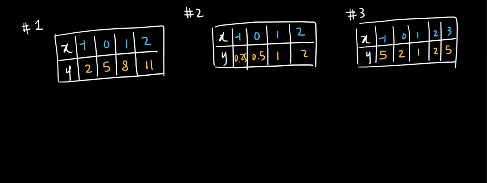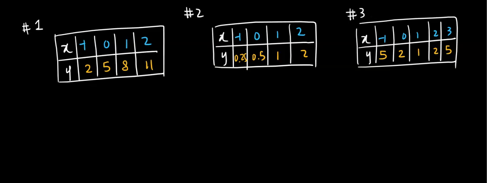Let us start all over. 3, 2, 1. This time, we have 3 tables. And the question is the same. It asks us which one is linear, which one is quadratic, which one is exponential. Now, job number 1, we need to check if the increments between the successive x values are equal.